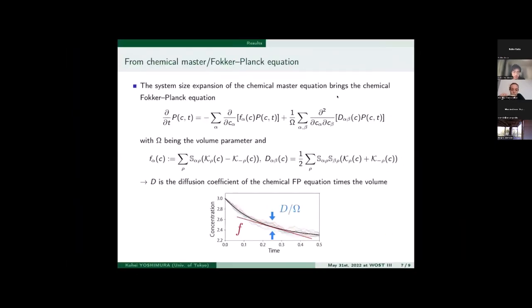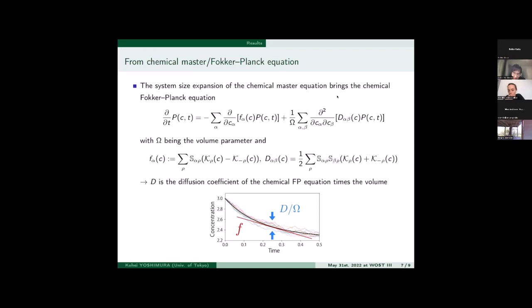Another understanding comes from the chemical master equation and the Fokker-Planck equation. As you know, the system size expansion of the chemical master equation brings the chemical Fokker-Planck equation, or in other words, the chemical Langevin equation. And here, omega is a volume parameter, and F is defined like this, and D is the diffusion coefficient matrix. So D is the diffusion coefficient of the chemical Fokker-Planck equation times the volume. This is an example of a solution of the chemical Langevin equation.